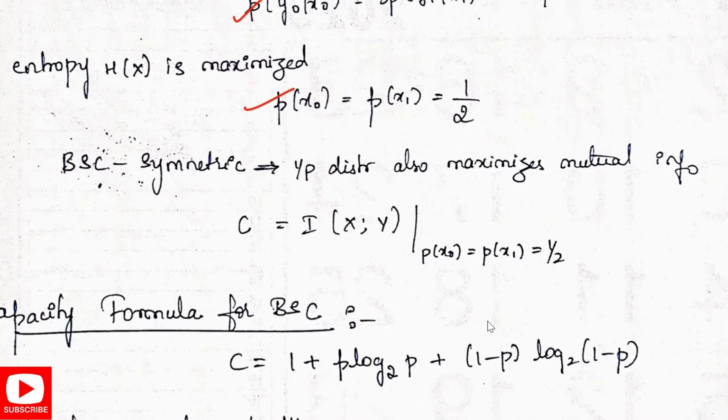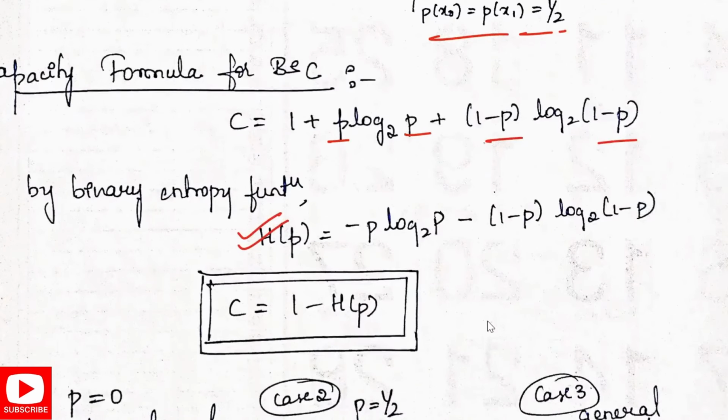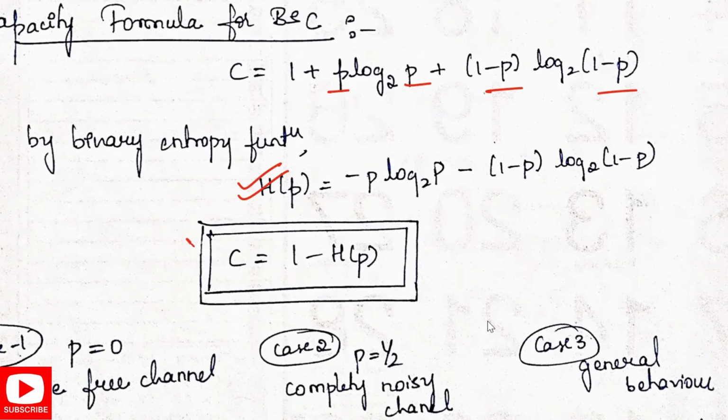In the binary symmetric channel, the input distribution that maximizes the mutual information is when both of them are equal to 1 by 2. Now the channel capacity formula, you need to know the formula. C is equal to, substituting, 1 plus P log 2 P plus (1 minus P) log 2 (1 minus P). Using the binary entropy function, you can write the entropy by simplifying this. And finally, this is the important equation that you have to know, the channel capacity formula. It is given by C is equal to 1 minus H of P.